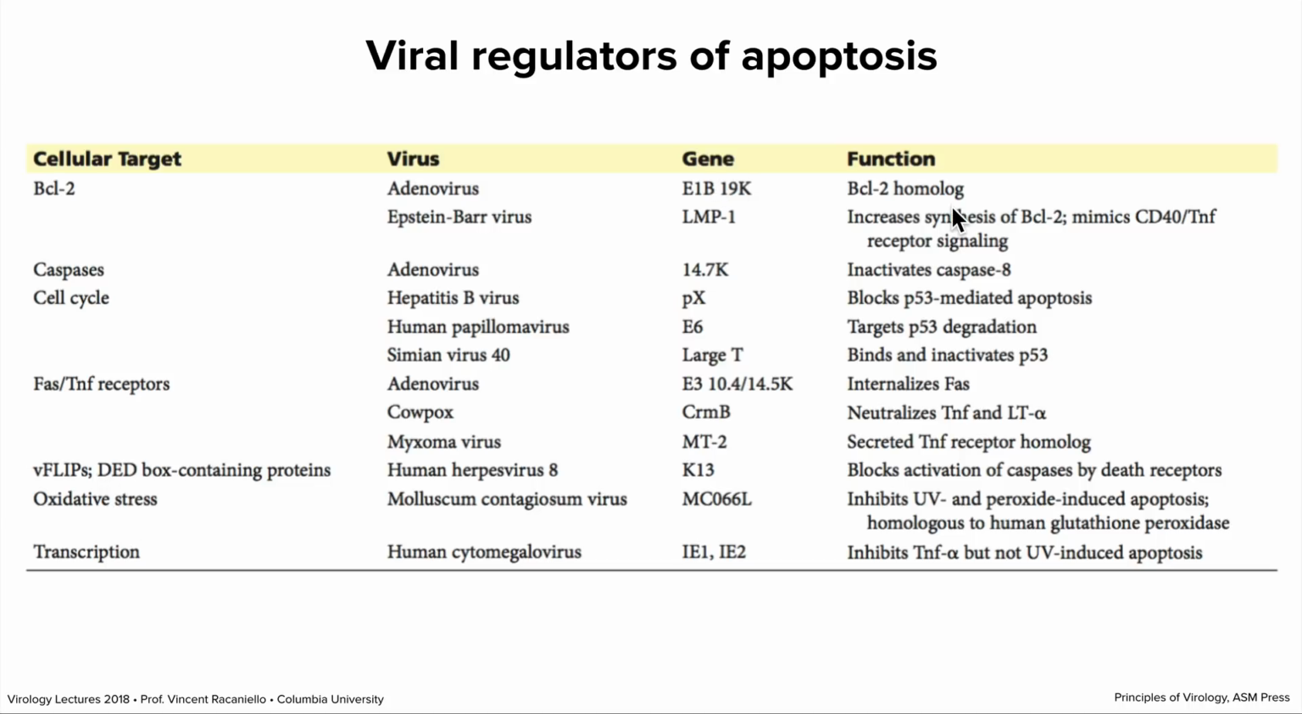Viruses encode antagonists. So, for example, BCL2 is a cellular protein that regulates apoptosis. Viruses encode a homolog of it to interfere with the initiation of apoptosis, and lots of other mechanisms here as well. And you can see, because so many different viruses are encoding inhibitors of apoptosis, how important it is to antagonize this for a virus to successfully replicate.